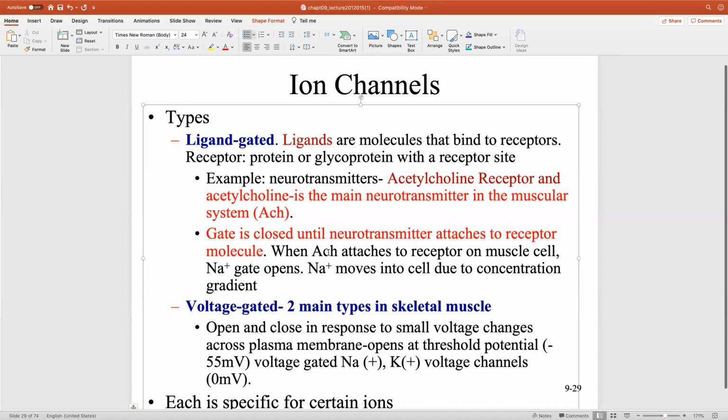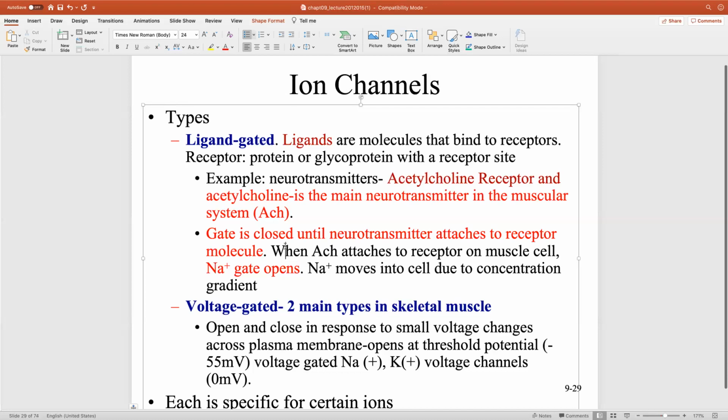That combination of binding to the receptor causes an activation of the gate, and the gate opens up. Now, the gate is a sodium channel right here. So what we're going to see is the ligand-gated channels are sodium channels, and they only open and close when there's a ligand bound to it. So just keep that in mind.